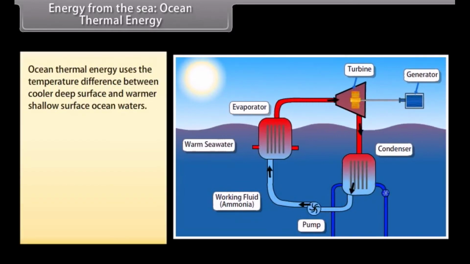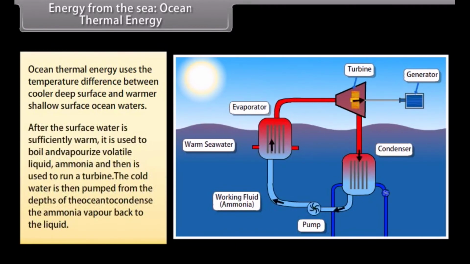Energy from the sea, ocean thermal energy. Ocean thermal energy uses the temperature difference between cooler deep surface and warmer shallow surface ocean waters to run a heat engine and produce a useful form of energy, mainly electricity. The heat engine gives greater efficiency and power when it is run with a large temperature difference. In the oceans, the temperature difference between surface and deep water is greater in the tropical areas, and in other areas it is a modest 20 to 25 degrees Celsius.